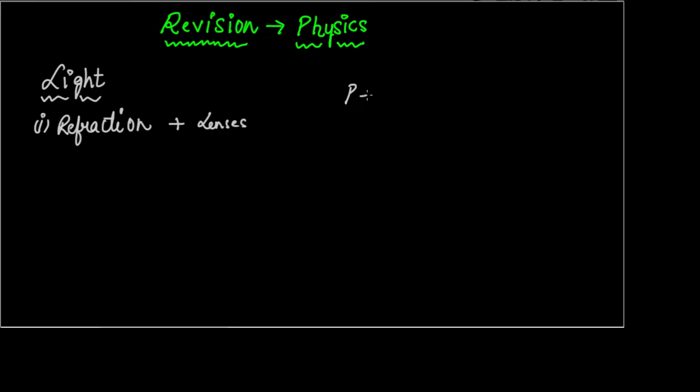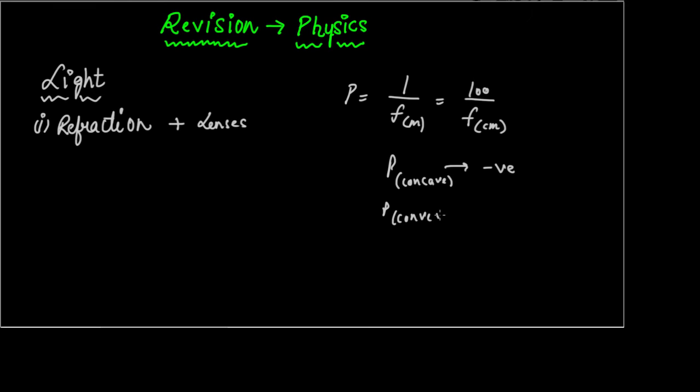Power is equal to 1 by focal length in meters, or if it is given in centimeters, then it is 100 by focal length in centimeters. Please remember this. Power is very important. Power of a concave lens is always negative, whereas power of a convex lens is always positive. Please remember this, do not forget it. It is extremely crucial.